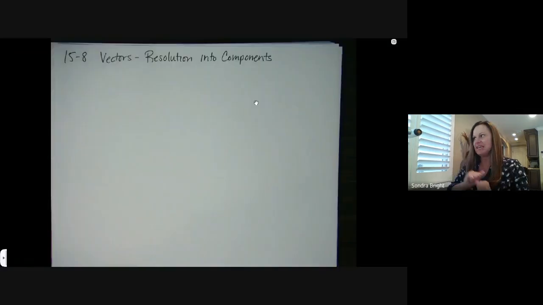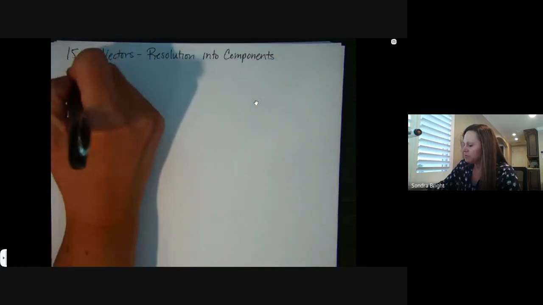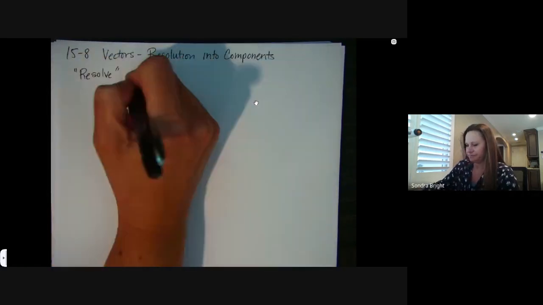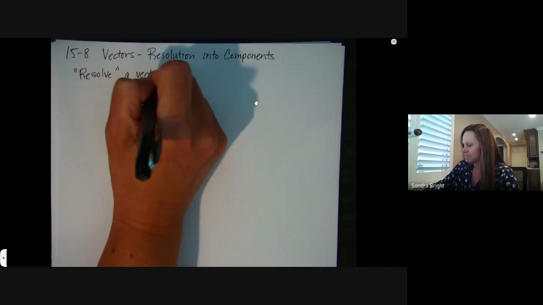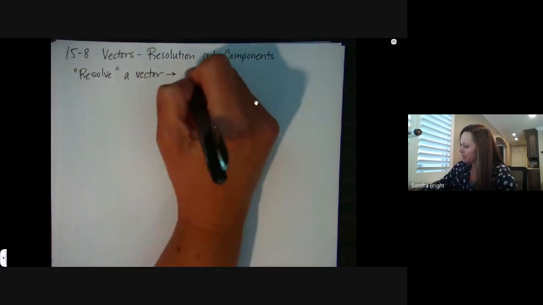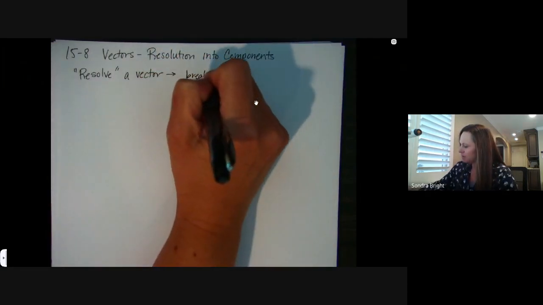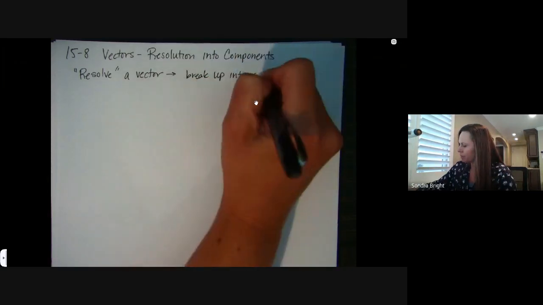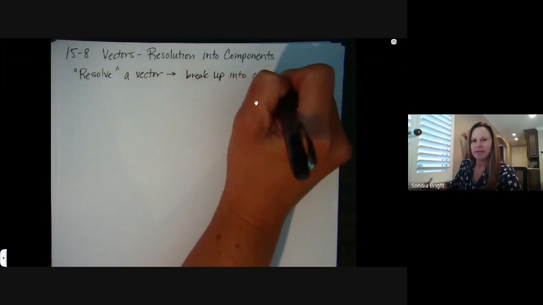All right, 15.8, vectors. More vectors. Resolution into components. And so when you see the directions to resolve a vector, all that means is to break it up into components. And what the heck does that mean?